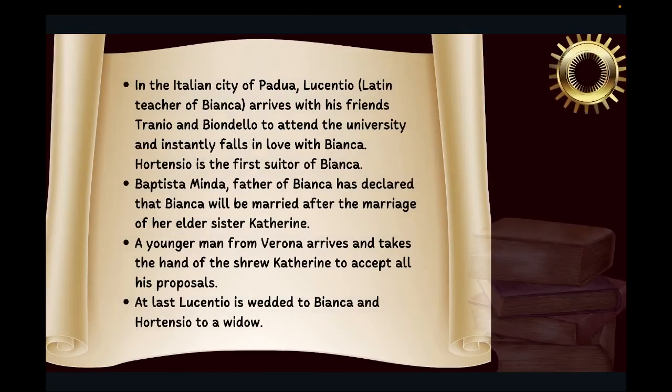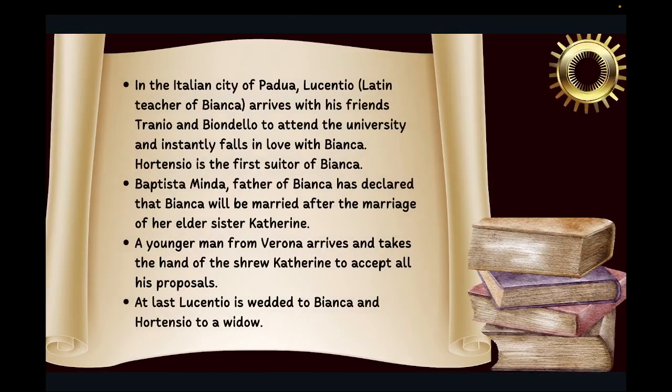In the Italian city of Padua, Lucentio, Latin teacher of Bianca, arrives with his friends Tranio and Biondello to attend the university, and he instantly falls in love with Bianca. Hortensio is, however, the first suitor of Bianca. Baptista Minola, father of Bianca, has declared that Bianca will be married only after the marriage of her elder sister Katherine. A younger man from Verona arrives and takes the hand of the shrew Katherine, ready to accept all her proposals.